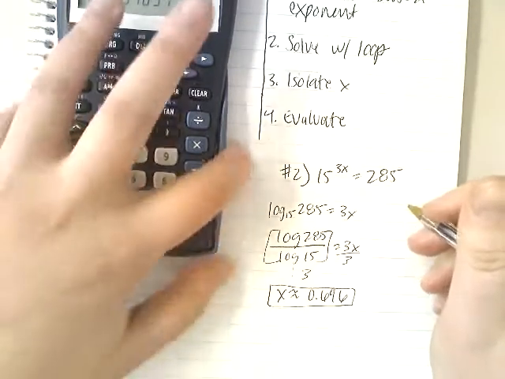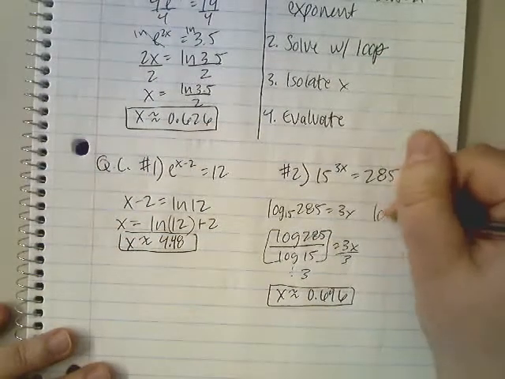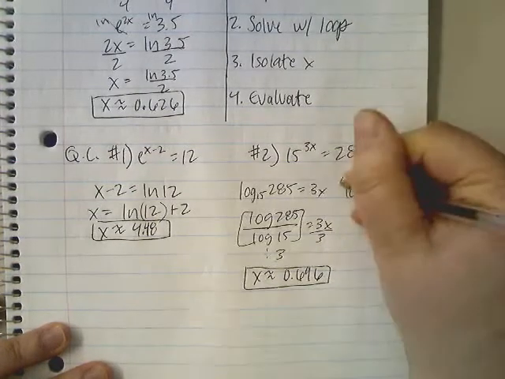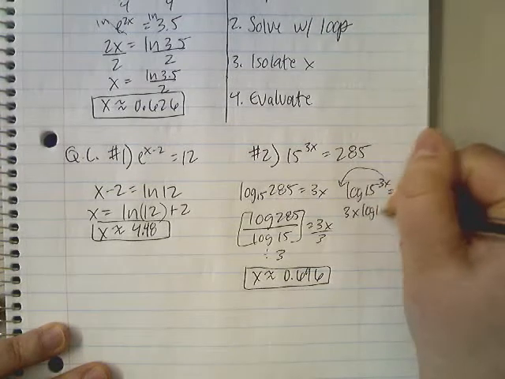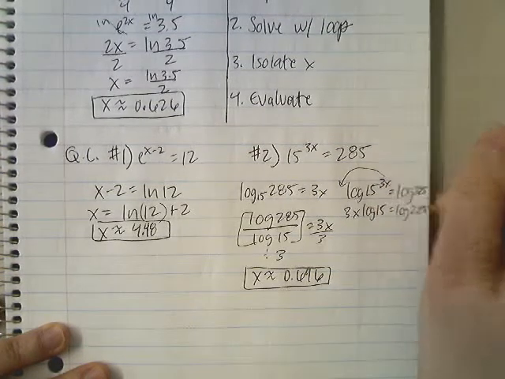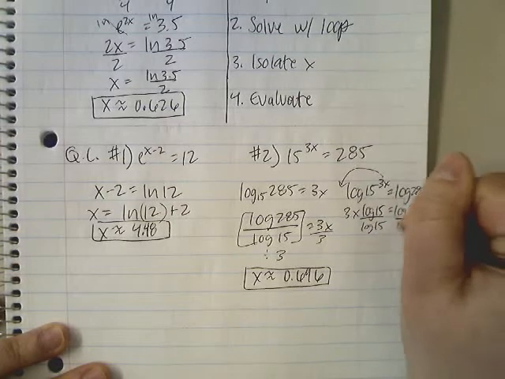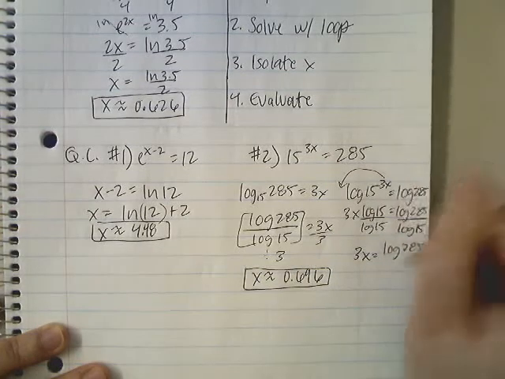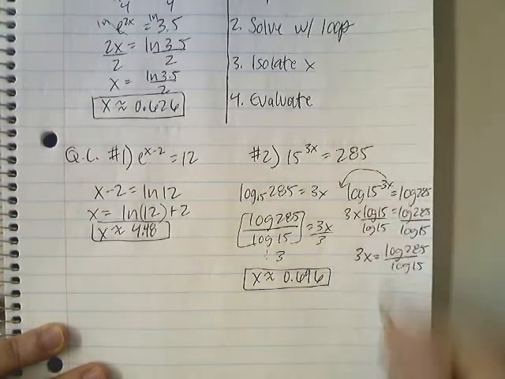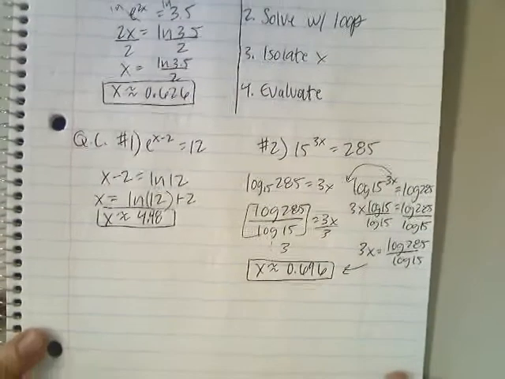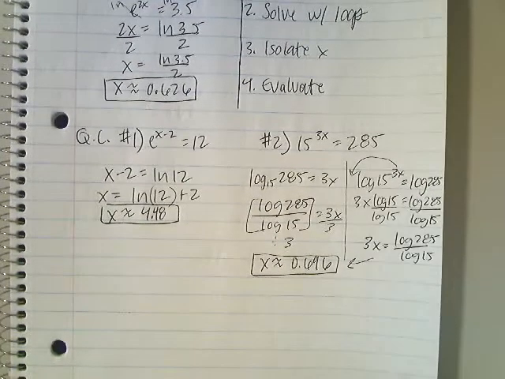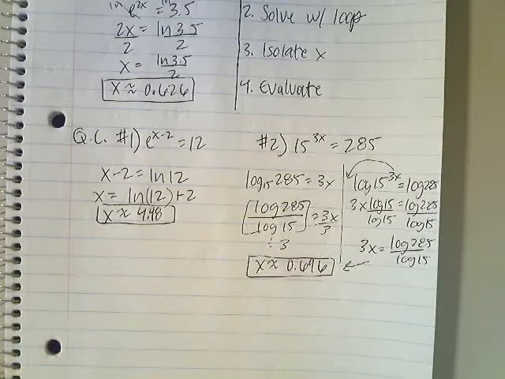The other way you could do it is take the log of both sides here. So you have log 15 to the 3x equals log 285. You bring the 3x down, and you have 3x log 15 equals log 285. Divide both sides by log 15. And you have 3x equals log 285 over log 15. Divide both sides by 3, and you end up at the same point. So again, those are two different methods to end up at the same point, but you end up with x equals 0.696 approximately.